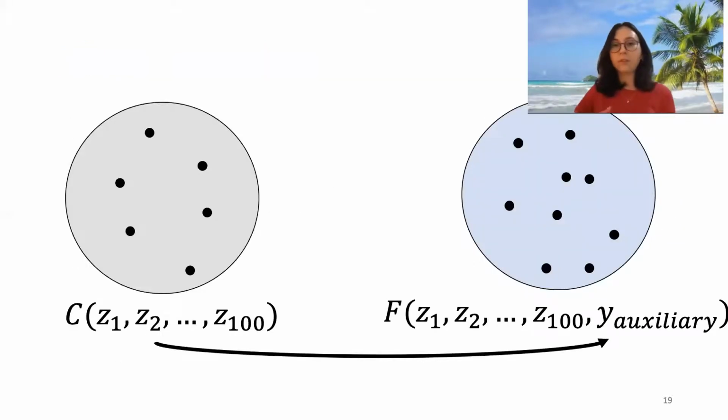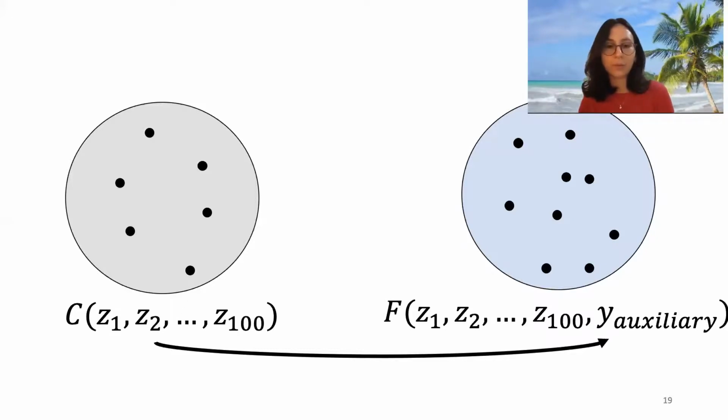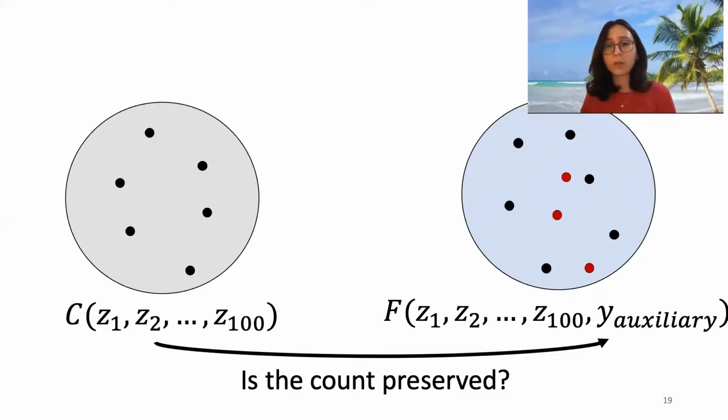So now we have the formula C on variables Z1 to Z100, and we have the formula F, which contains these auxiliary variables. But the question is, even if the satisfiability is preserved, what happens to the count, to the number of satisfying assignments of these two formulas?